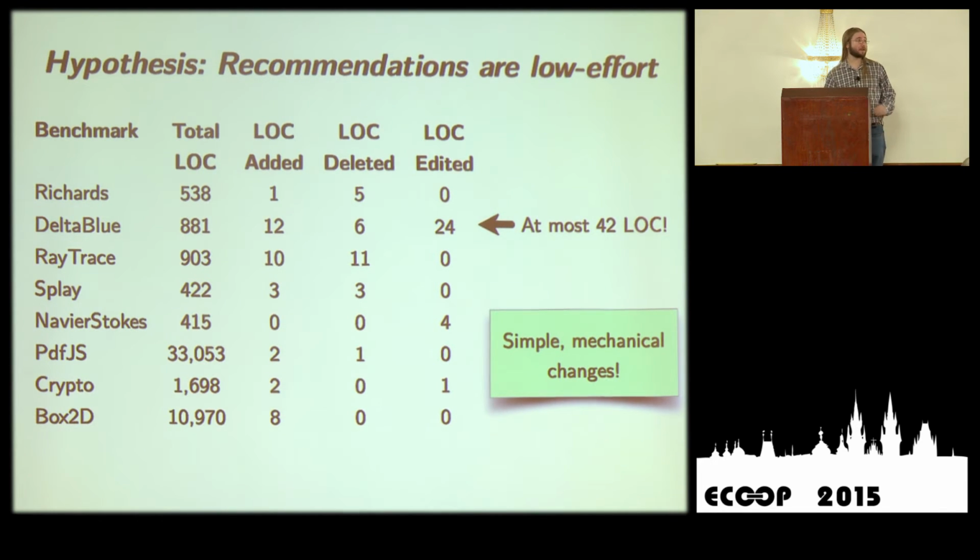And the results are on the slide, but the really high order bit here is that we had to change at most 42 lines of code. That was the maximum we had to change. And the good news is that all of these changes were very simple mechanical changes. Things like search and replace, moving code around, things like that. Nothing that really required tremendous engineering insights, no giant refactorings or re-engineerings. Very, very simple. So I think we can conclude that following recommendations is a pretty low effort endeavor, which is exactly what we wanted.